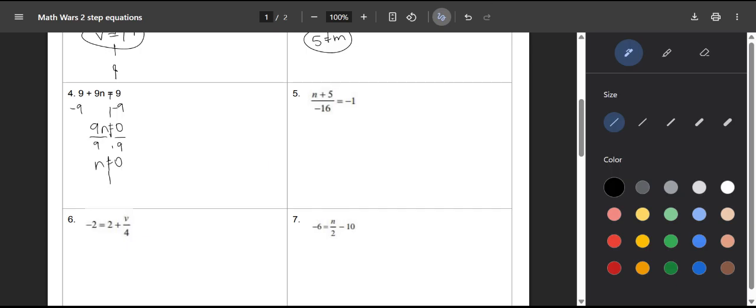Our answer for this one is n equals 0. I hope that didn't trip you up. When you subtract 9 from both sides, you get a 0 on the right-hand side. And the only thing I can multiply 9 by to get to 0 is 0.